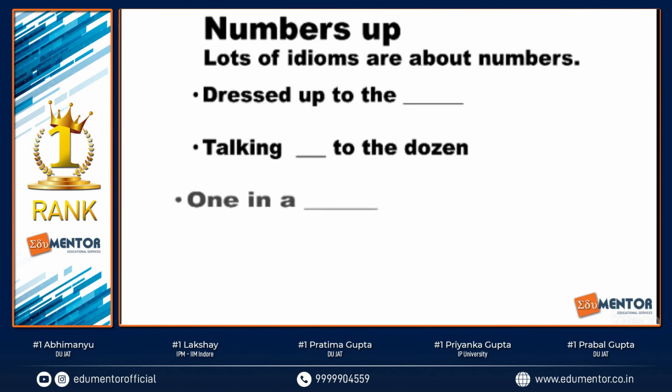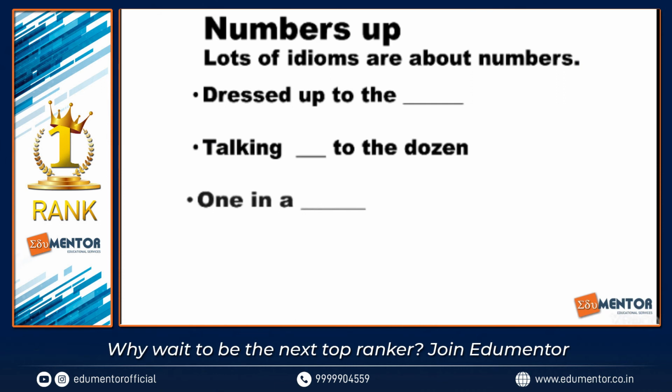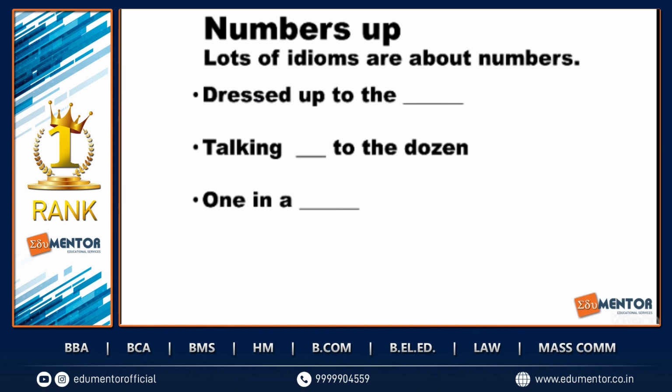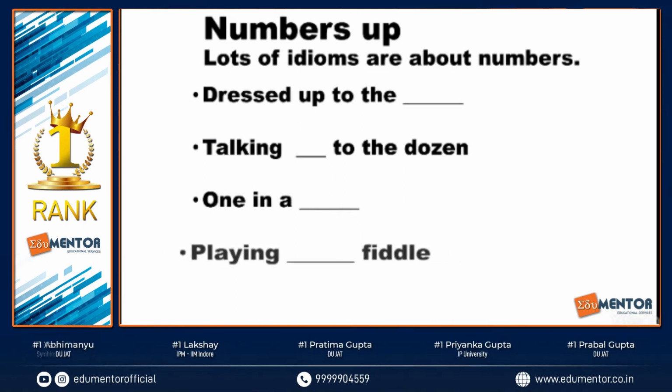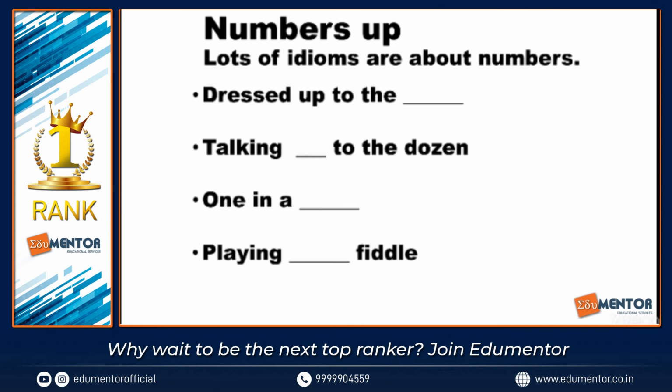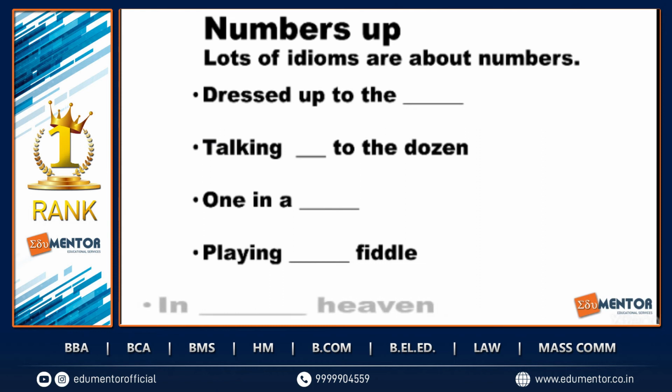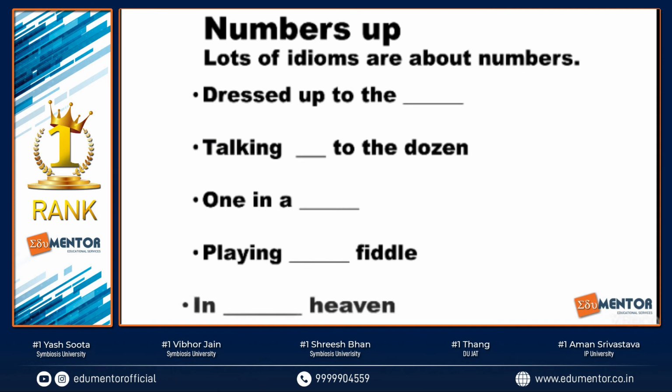The second in the list is talking dash to the dozen. A dozen basically means 12, of course. It is talking nineteen to the dozen, 1 9. That is the idiom, talking 19 to the dozen. The meaning of the idiom is when someone talks rapidly, in a very fast manner, so fast that it becomes almost impossible or too difficult for the listeners to grasp hold of. So that is the meaning of the idiom talking 19 to the dozen.